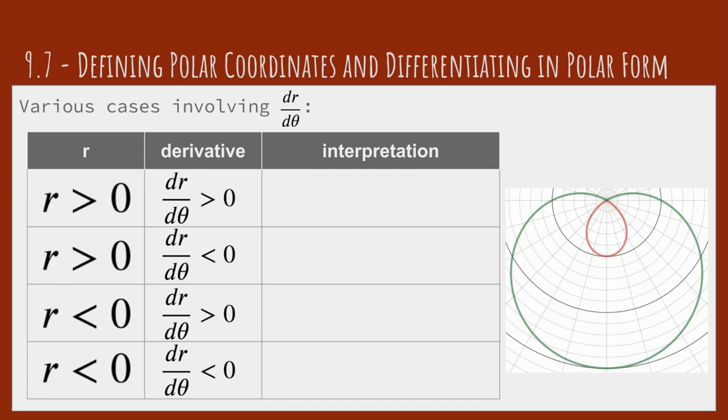So I mentioned there are some special cases with dr d theta, so I want to look at those in particular. I have the graph of a polar function here, and the green part of that graph is where r is positive. So I'm going to write this down here a second. Green means r is positive, and the red part is where r is negative.